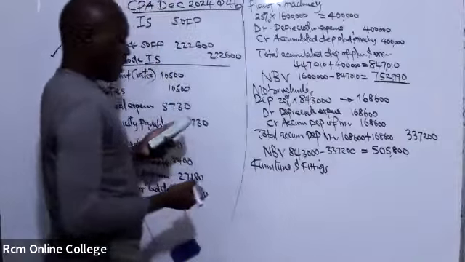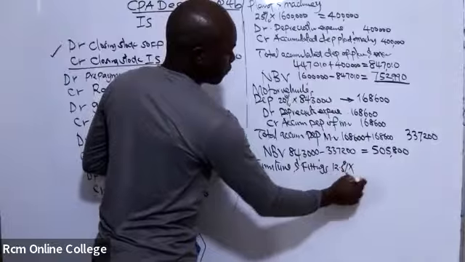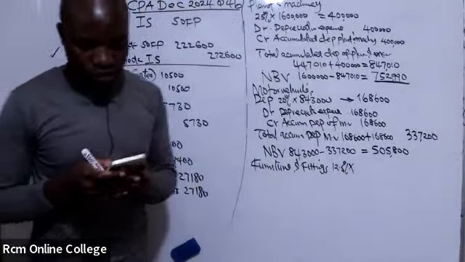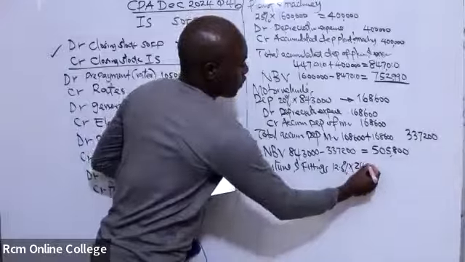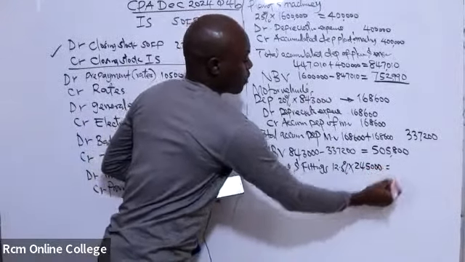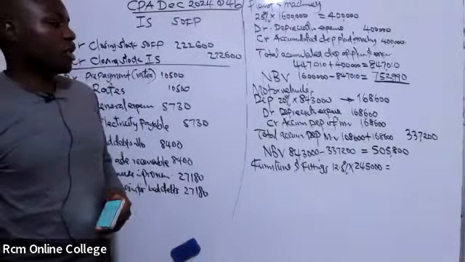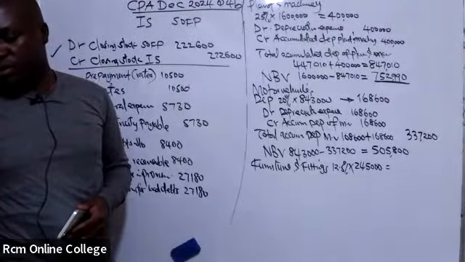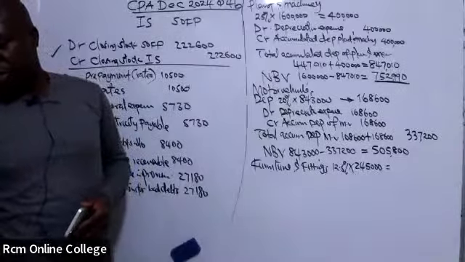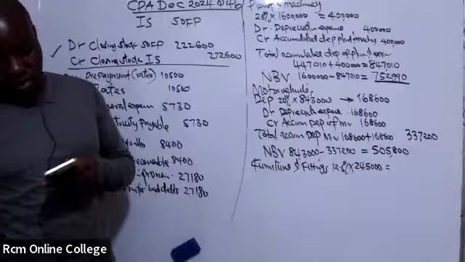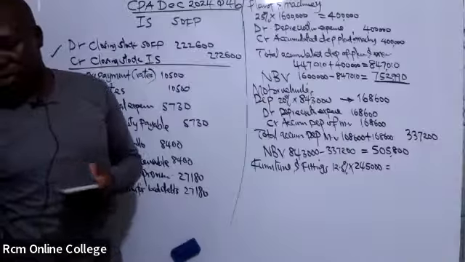Furniture and fittings, we have 12.5%. So we have 12.5% of the cost of furniture and fittings. I can see we have 245,000. So can we get the depreciation expense for furniture and fittings? 12.5% of 245,000, that is 30,625.